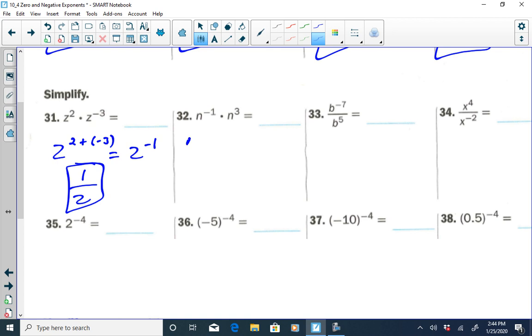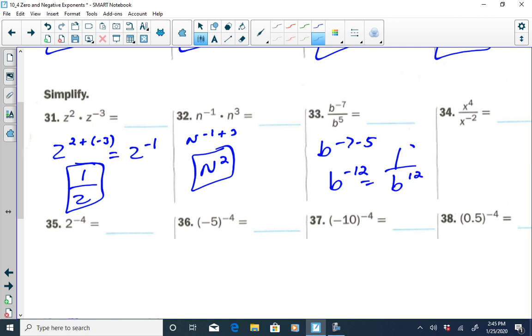This is n to the negative 1 plus 3. It's going to be n squared. This is b to the negative 7 minus 5. So that's going to be b to the negative 12, which is the same as 1 over b to the 12th. Here we have, it's going to be x to the 4 minus negative 2. Add the opposite there. So that's x to the 6th power.